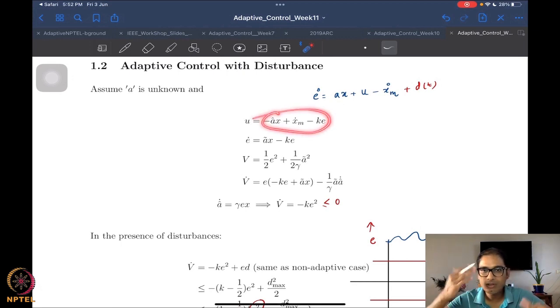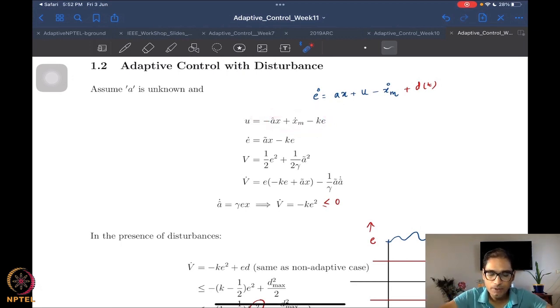Boundedness of these things was sort of a given. We didn't even have to think about it. But in this very simple scalar case, with one disturbance term added here, you see that my control can go unbounded to maintain a residual set or a bounded performance for the tracking error. And this is, if nothing, mind-blowing.